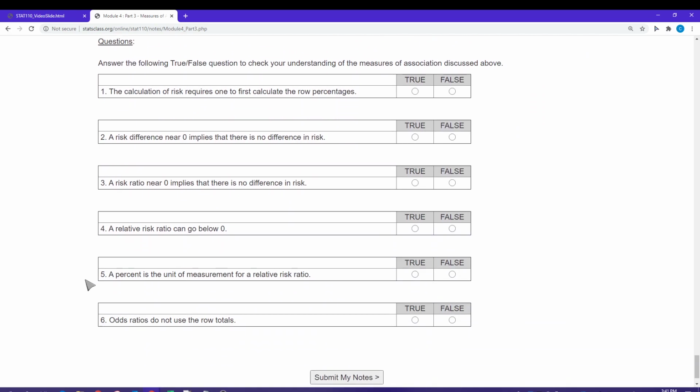Okay, here's just a bunch of true-false questions about your understanding of risk differences, risk ratios, and odds ratios.